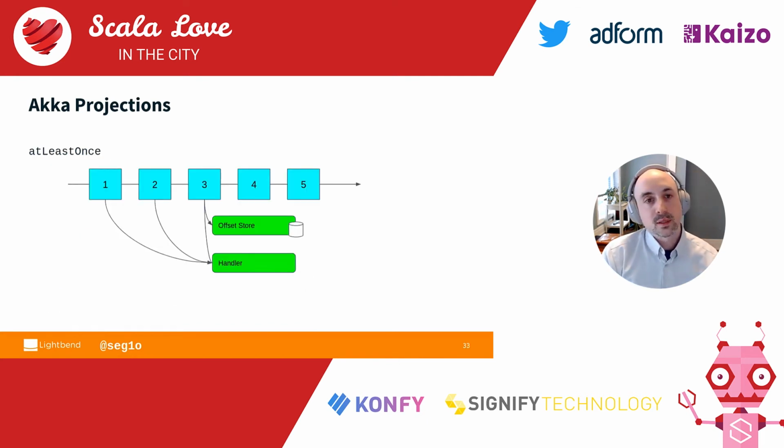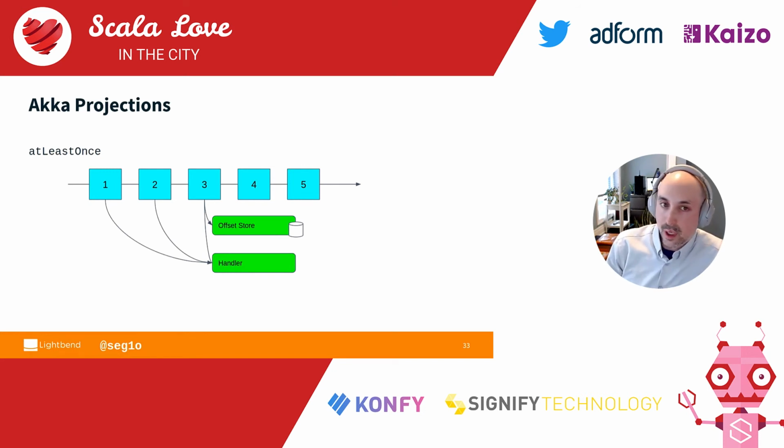So the most used strategy is probably the at least once. With this, you can configure when to persist an offset. You might want to persist it every n elements or after a certain duration or whichever comes first. In this example, we're saving an offset after 3 elements are processed by the handler. And since persisting an offset requires a round trip to the offset store, we can economize the writes to that offset store by writing less frequently.